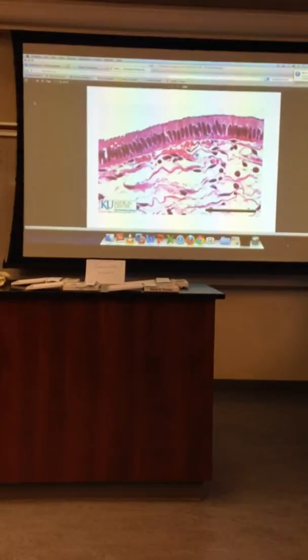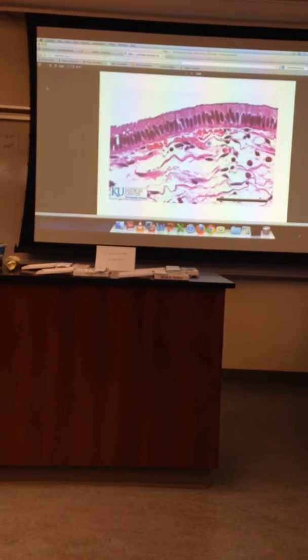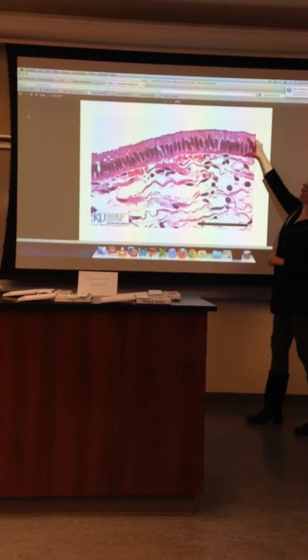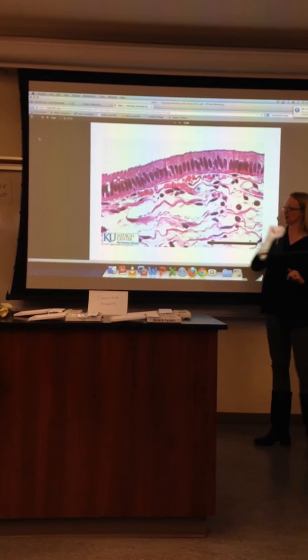Think about it. That's right. Amphibian. Don't blurt it out. Simple columnar epithelial tissue. Very neat. We hardly ever see tissue this neat on our slides.